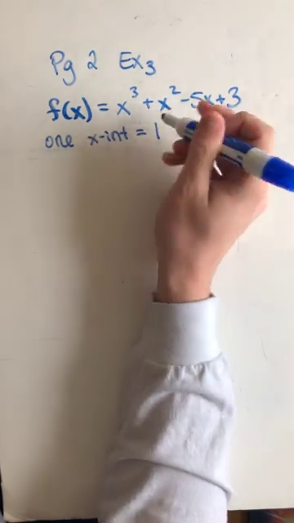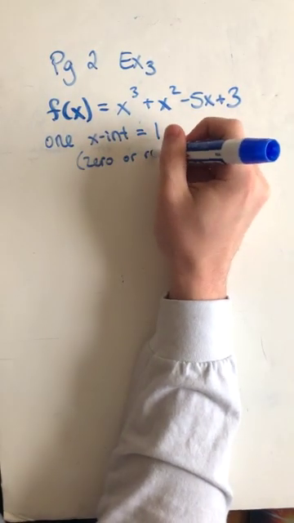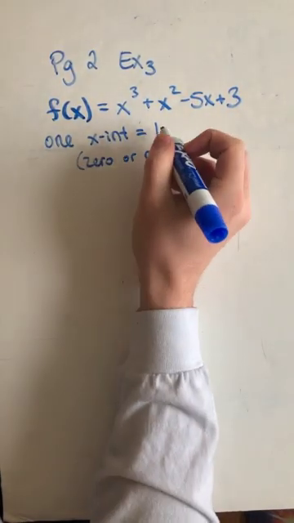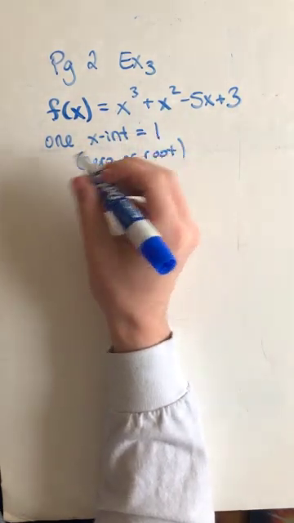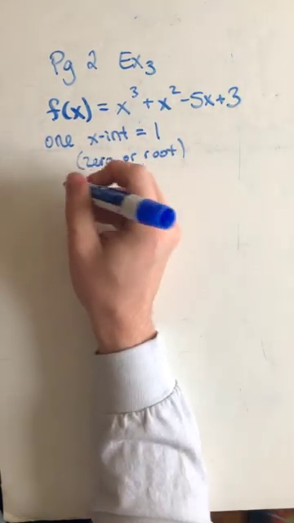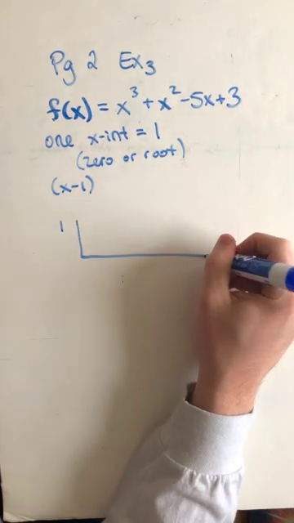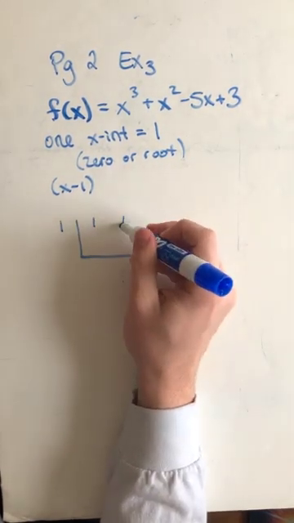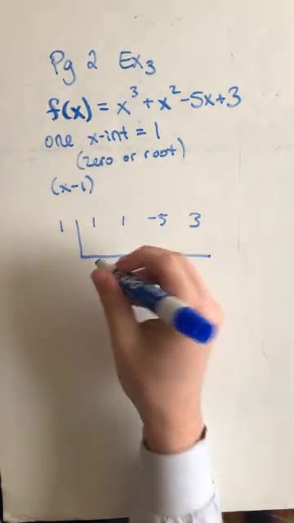If one of the x-intercepts is 1, remember that that's the same thing as a zero or a root, which means that we can do synthetic division to get the rest of our factors. So if one of the x-intercepts is 1, that means that one of our brackets is x minus 1. To find the rest, we're going to do synthetic division. So we're going to go 1, 1, -5, and 3 from our polynomial up top.